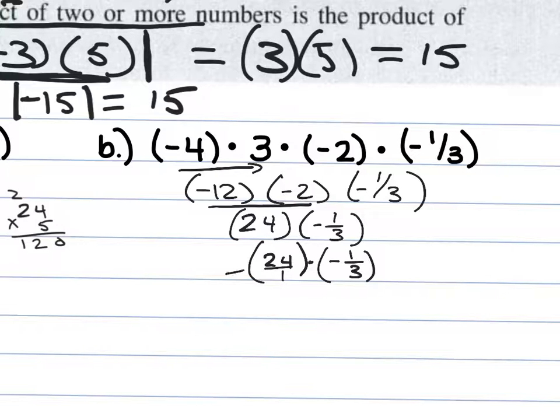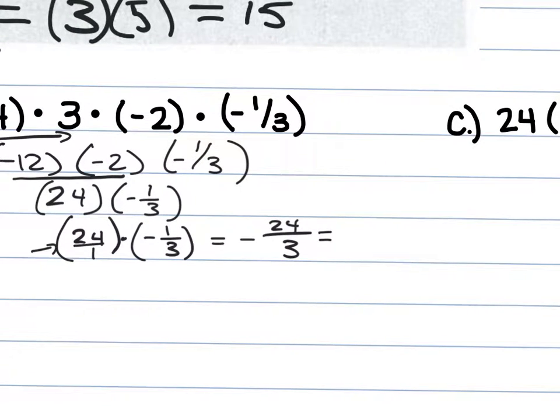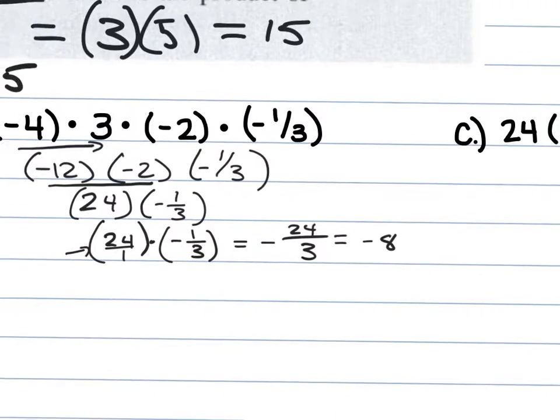So this is a positive number times a negative number. This is going to end up negative. Multiplying across the top would give me 24. And across the bottom is equal to 3. Is that done? What else can I do? Simplify, and it becomes negative 8. 3 goes into 24 8 times, and that number is negative.